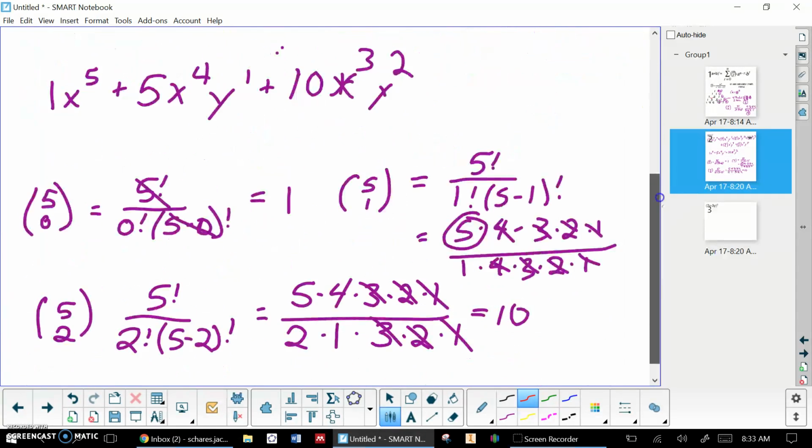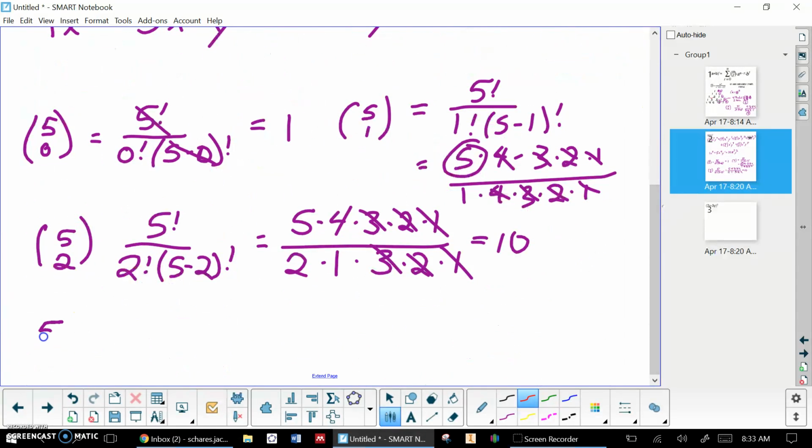Next up, 5 choose 3. You're going to start to see something here which is pretty interesting. And think back to the coins. The number of ways we could flip a coin 5 times and get 2 heads is actually the same as the number of ways we can flip a coin 5 times and get 3 heads, because tails and heads are pretty much the same thing.